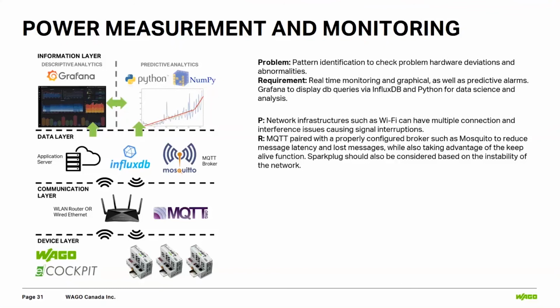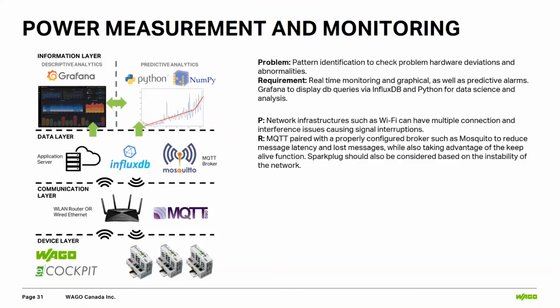But if you use MQTT paired with a properly configured broker, you can reduce message latency and lost messages, while also taking advantage of the keep alive function. Basically, what I'm trying to say here is if you are running into latency issues, you can set an importance on what types of data are going to be more important than others. And also, if you are losing messages, you can choose that, okay, I want to make sure that I get this important data rather than the less important data.